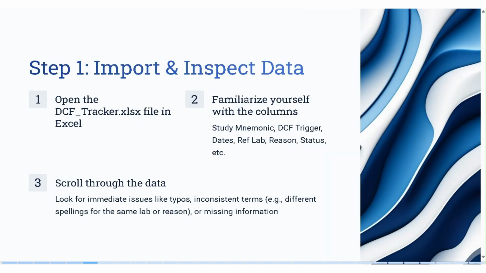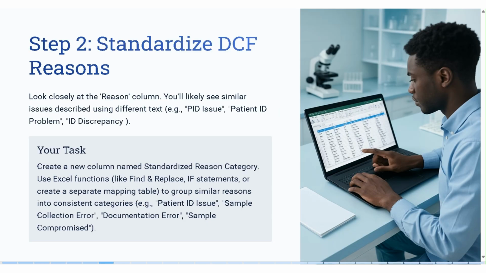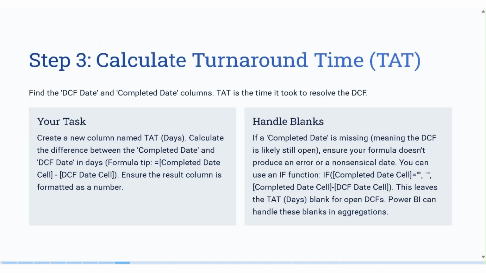So you will inspect your data for any errors. You will scroll through, familiarize yourself with the different columns, and see if there are any typos or missing information. Then step two would have been to standardize your DCF reasons or DCF category. This has already been done for you. Then the next step will be to calculate your turnaround time. Now you can do this in Excel, but you can also do it in Power BI. But for this course, we'll do it in Excel and then import that clean version of the data into Power BI.